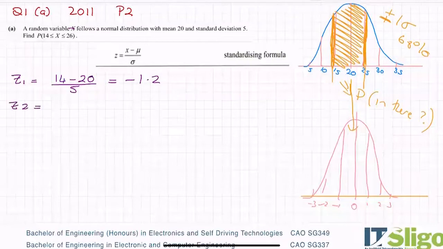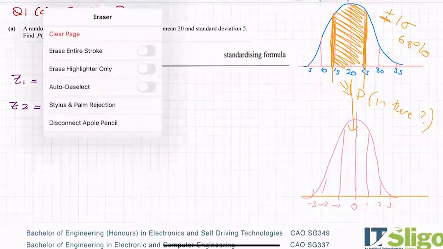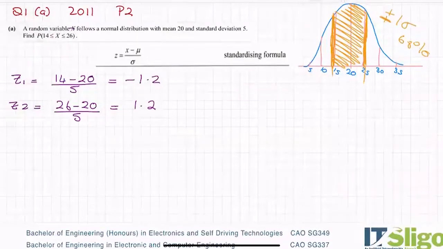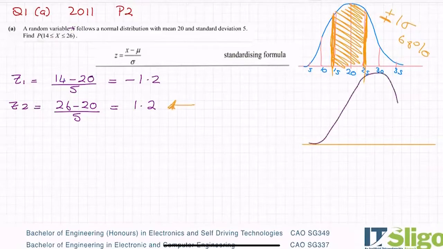What's my other one? Let's test my other z-score. That's 26 minus 20 over 5, which is 6 over 5, which is plus 1.2. Now I want to also draw a diagram here again. Let me explain how z-score tables work. What I'm going to do now is look up this value in the z-score table, and I'll tell you what happens when I do that. So let me draw it first.